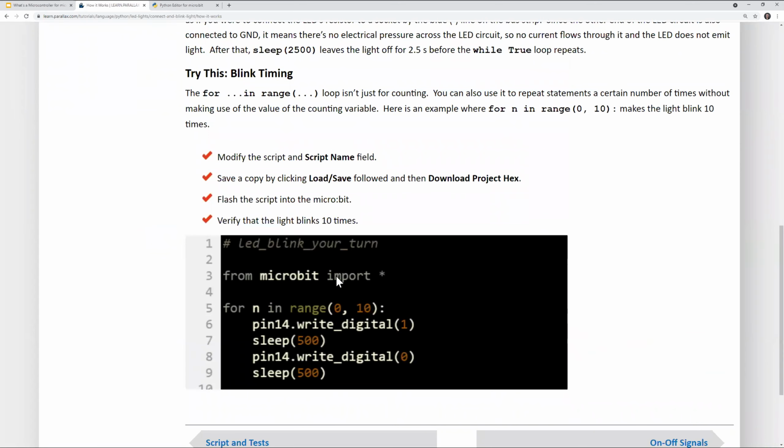So the first page, the student had code that they could just load and run. This page has that same code, but it's been changed. And so it's up to the students to actually take the earlier code and change it. In this case, they're changing this one line to make it blink 10 times as opposed to make it blink indefinitely.